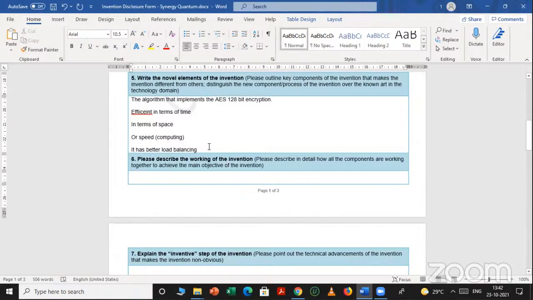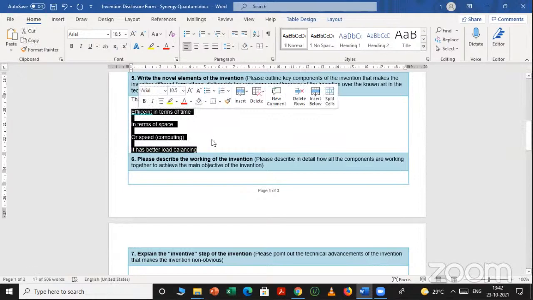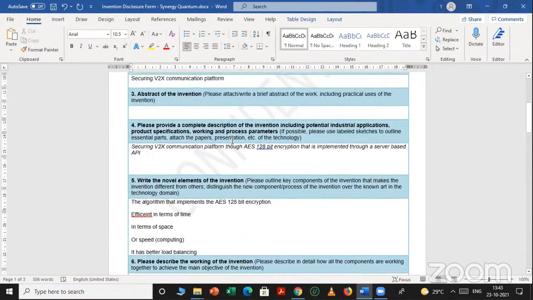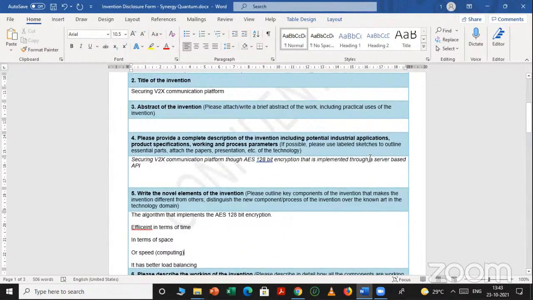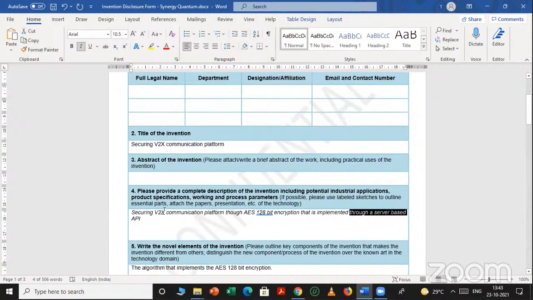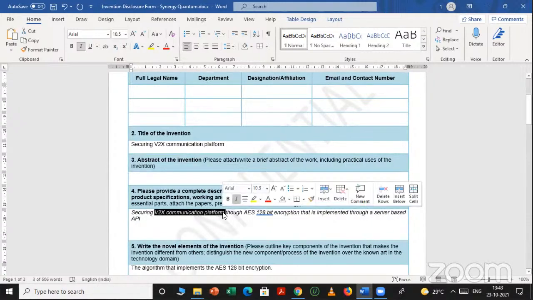Novelty is your algorithm here. Novelty is the computing power or the computing speed your algorithm is providing. The novelty is the load balancing your algorithm is providing. But when I'm saying the working of the invention, you have to describe how this algorithm will be implemented in this server, where this server will be situated, and how this server will communicate with vehicles or cars or motorbikes in a vehicular communication platform. So you have to describe the entire architecture.